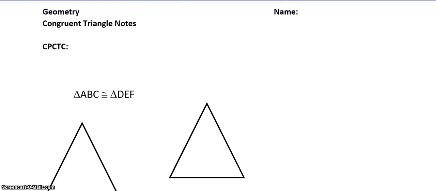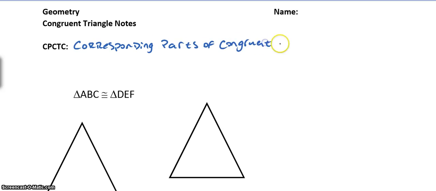Hello geometry friends, this is Congruent Triangle Notes, and we're going to start with this fancy word, CPCTC. Say that 5 times really fast. What that stands for is corresponding parts of congruent triangles are congruent. Corresponding parts of congruent triangles are congruent.